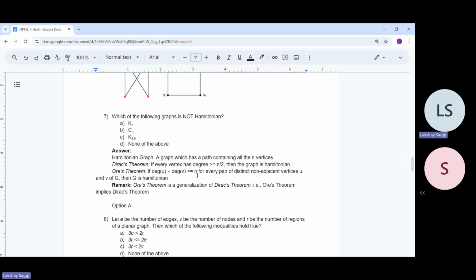Note that using Ore's and Dirac's theorems, we can identify the graphs which are Hamiltonian. But since these theorems are not two-way implications, if this property does not hold for a graph, it is still possible that the graph is Hamiltonian. So this property can be used to partially answer if the graph is Hamiltonian, but it cannot be used to answer if the graph is not Hamiltonian.